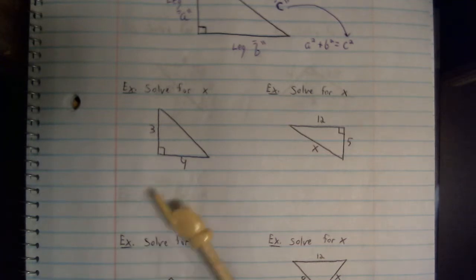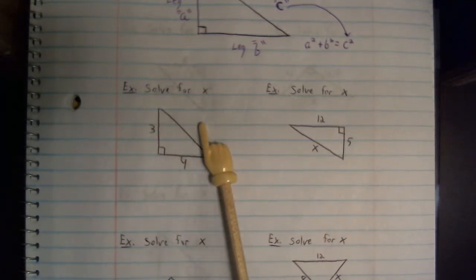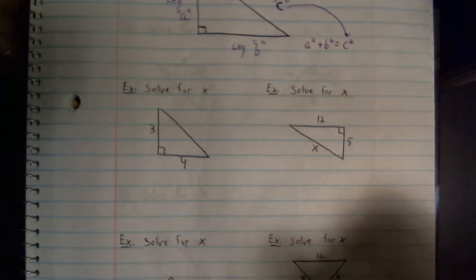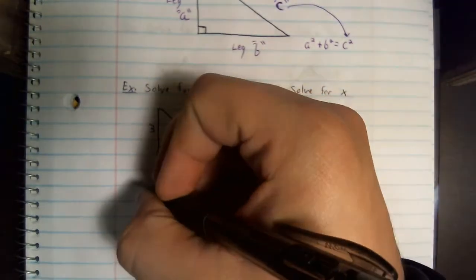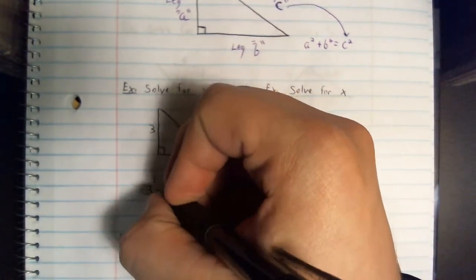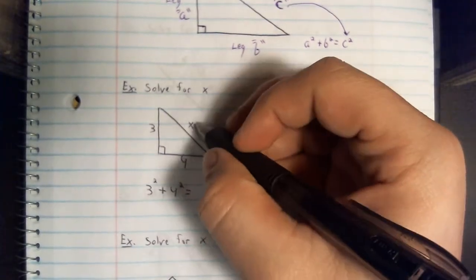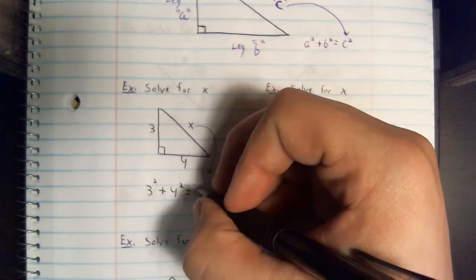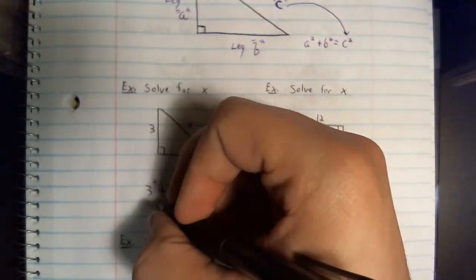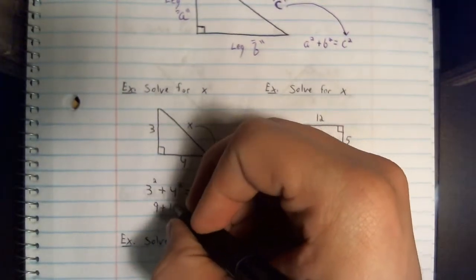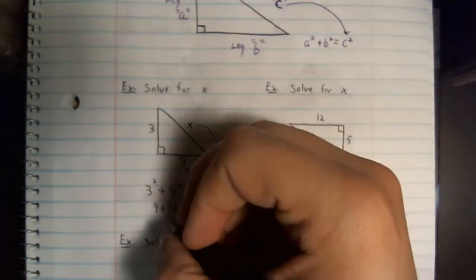We have a square right triangle. We have a leg of 3, a leg of 4, and we're trying to find, I should have probably put the x in there, trying to find this last side. Well, this is my A side, it's 3. We're going to square it. Plus our other leg, our B side, which is 4, we're going to square it. And it's going to be equal to our hypotenuse, our C side, which is x. So let's square it. 3 squared is 9, plus 4 squared, which is 16. Still equals x squared. 9 plus 16 is 25.